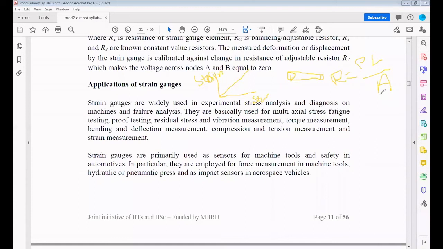Inversely proportional. If area decreases, resistance increases. If area decreases, this one increases; if this one increases, this one decreases. Okay, so if we apply stress on the cross-sectional area, the resistance will be inversely proportional.